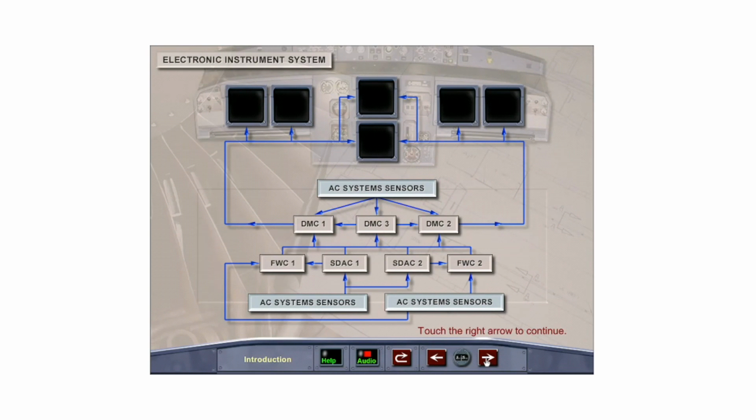The electronic instrument system on the A320 uses 6 identical display units to present data to the flight crew. 2 System Data Acquisition Concentrators, or SDACs, acquire data from aircraft system sensors and computers and generate signals to the 3 Display Management Computers, or DMCs, and the 2 Flight Warning Computers, or FWCs. The FWCs also acquire data from aircraft system sensors and computers and generate signals to the DMCs. Additional system information is provided directly to the DMCs, which process all signals received and generate the images to be displayed on each of the 6 display units.